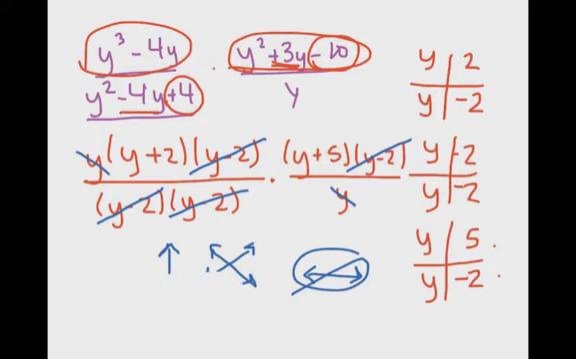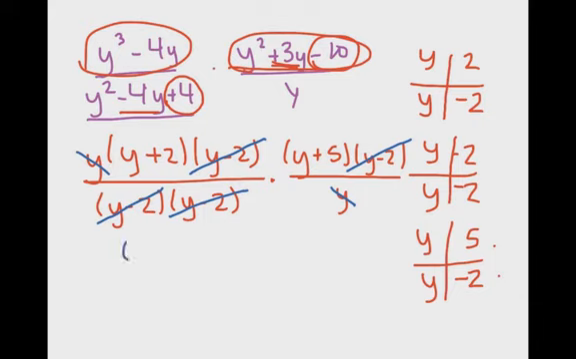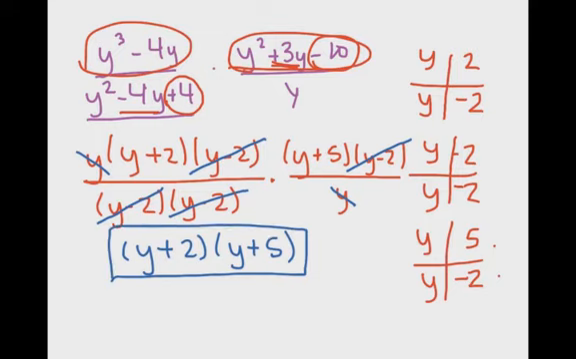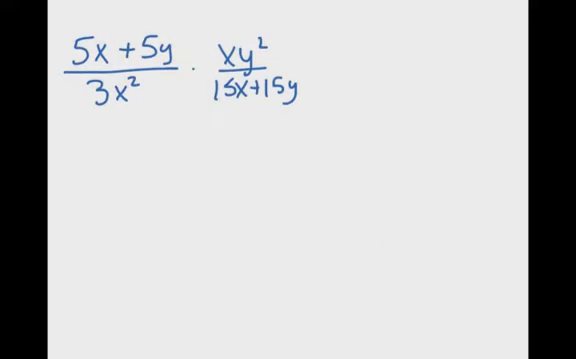Alright? So now that we have simplified, we are ready to multiply straight across. And we are left with y plus 2 and y plus 5. And you do not have to FOIL that out. This, in fact, is your answer. Alright, let's do one more example. So we have 5x plus 5y over 3x squared times x y squared over 15x plus 15y.